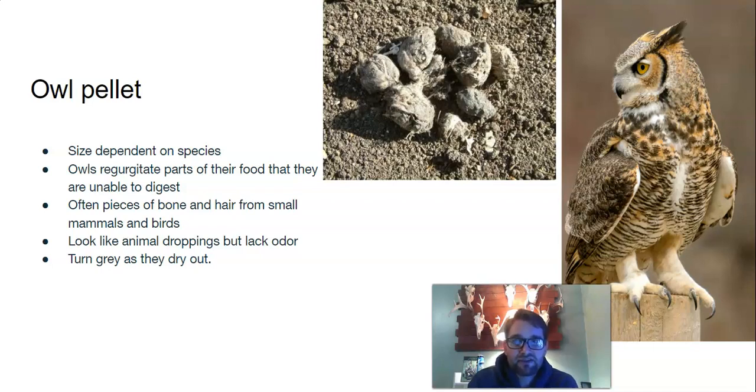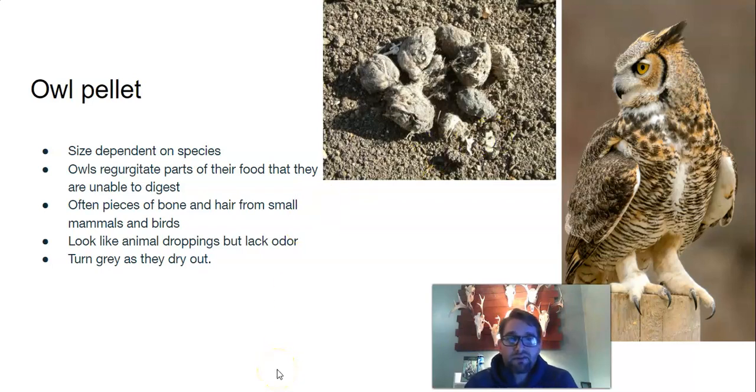This is most likely some form of owl pellet where it's regurgitated the parts that it was unable to digest. Oftentimes there are pieces of bone or hair from the small mammals or birds that they've eaten. They typically lack any odor. They're typically dried out pretty quickly, and when they dry out they turn gray in color.